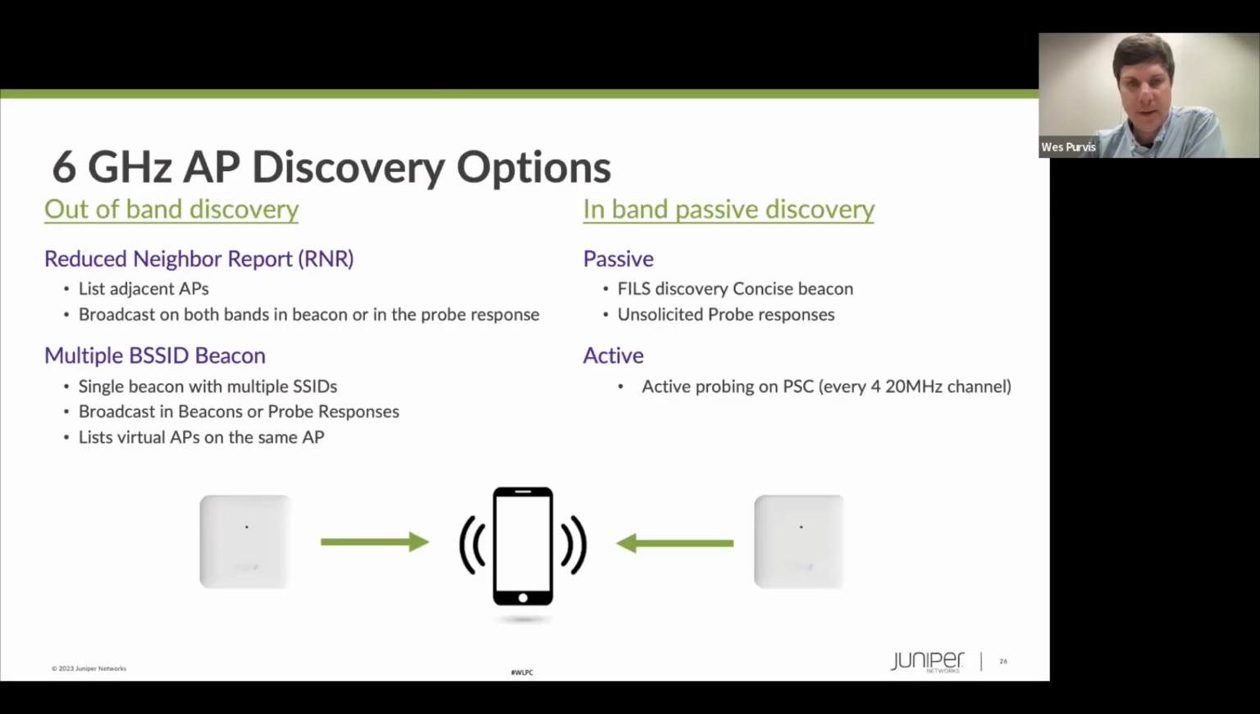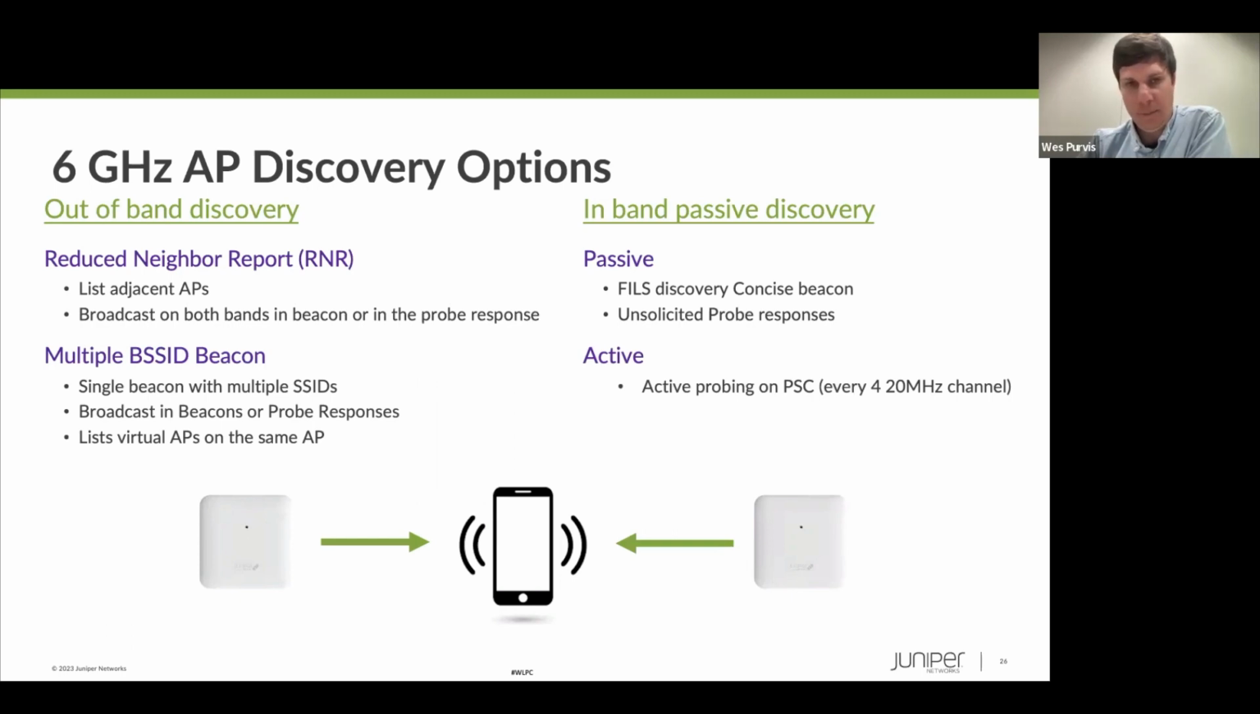So the 6 gig discovery, right? There's a number of discovery mechanisms. Not everything is really used. The most important thing is this out of band reduced neighbor report. Right. So this is the 2.4 or 5 gig beacon or probe response, including information about the 6 gig SSIDs. It's an extra information element in the beacon frame, which lists all the 6 gigahertz SSIDs. Yep.